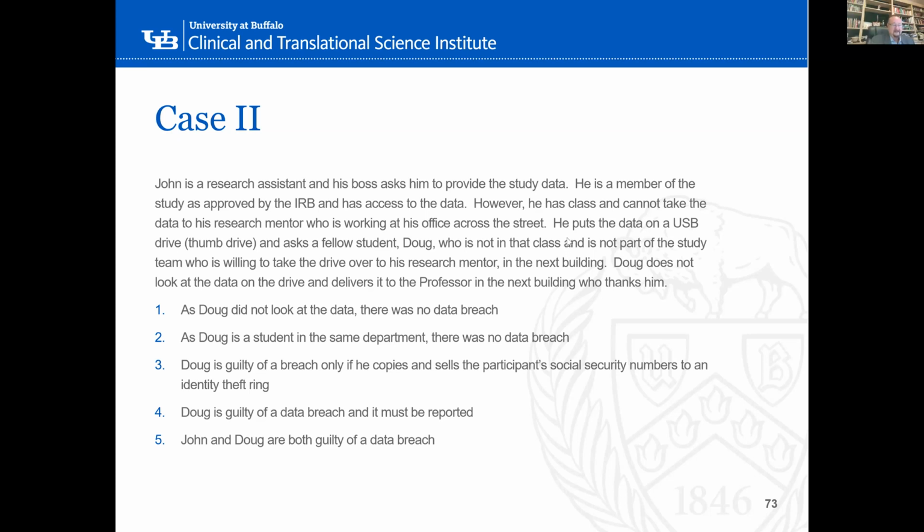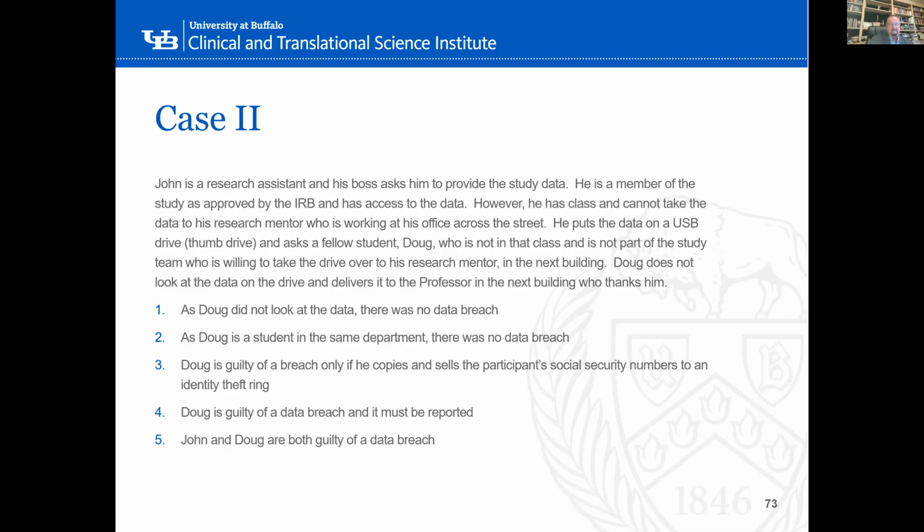Yeah, you're absolutely correct. So when John handed the drive to Doug, he breached. And when Doug accepted the drive from John, he breached. And it doesn't matter if nobody ended up getting hurt, it's still a data breach. And so you should understand that, and they're subject to HIPAA penalties if caught.